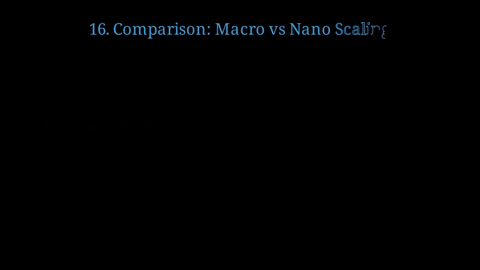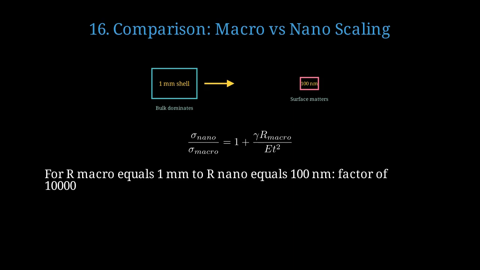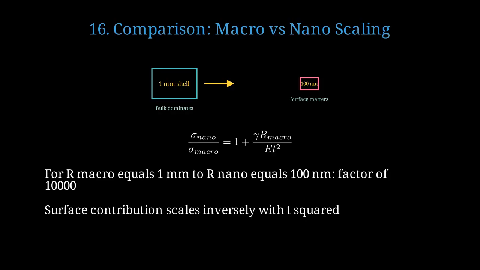Let's directly compare how mechanical properties scale from macro to nanoscale. A 1 mm shell is dominated by bulk properties, while a 100 nanometer shell has significant surface contributions. The ratio of nano to macro critical stress equals 1 plus a term with gamma times macro radius over E times T squared. Going from 1 mm to 100 nanometers represents a size reduction factor of 10,000. The surface contribution scales inversely with thickness squared, becoming huge for thin nanoshells.